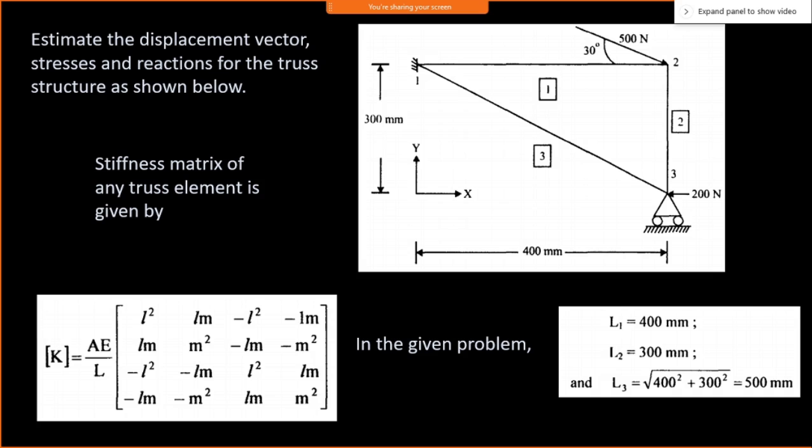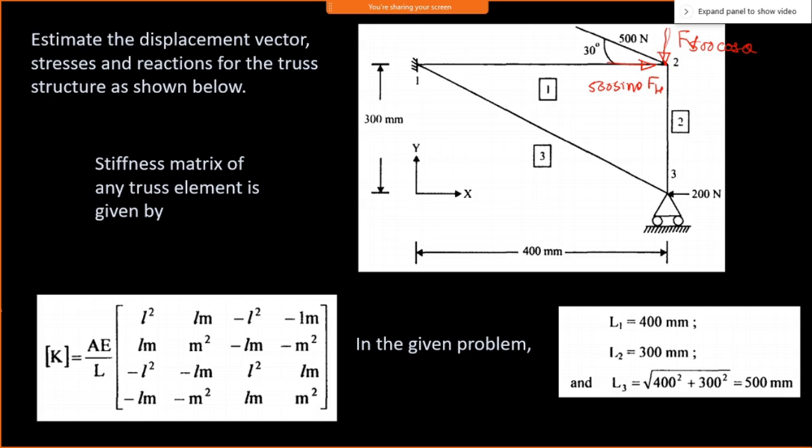Then we will look at another problem, that is to estimate the displacement vector, stresses and reactions for a truss structure. In the truss structure, you can see the force is not applied in one direction, but at a particular angle. So obviously, this 500 Newton can be resolved into two components, one vertical and another horizontal. That is what I need to do. So this can be converted into 500 sine theta and 500 cos theta. We can get the vertical force and then the horizontal force, and you can apply them.